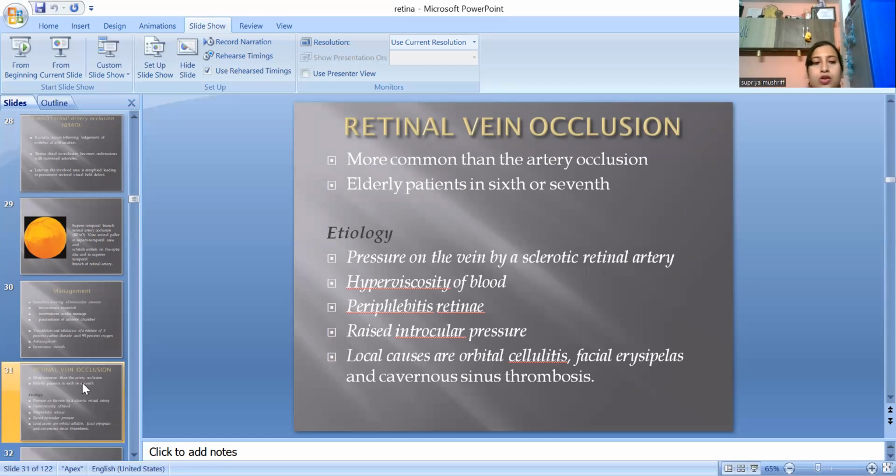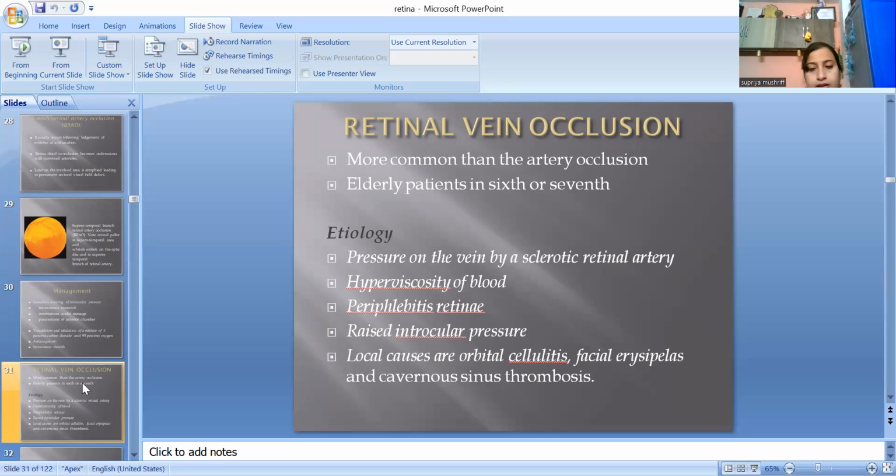Now the retinal vein occlusion. Retinal vein occlusion is more common than the artery occlusion. It occurs mostly in elderly patients in the 6th or 7th decade. Etiology: pressure on the vein by sclerotic retinal artery, and also the hyperviscosity condition of the blood, like hyperhomocystinemia, high lipid, etc. causes hyperviscosity of blood, or periphlebitis retinae, raised intraocular pressure.